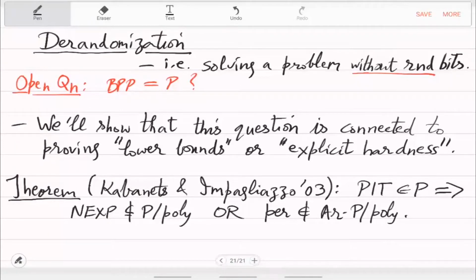Okay, so notice that since PIT is in BPP, BPP equal to P would imply this, right? If you de-randomize all problems, then you in particular de-randomize PIT also, and that then gives you circuit lower bounds. So this is why we say that de-randomization, or BPP equal to P, implies circuit lower bounds.